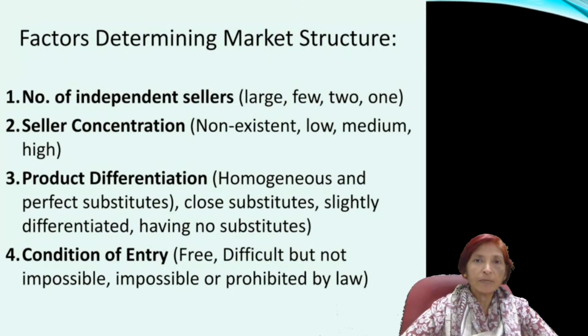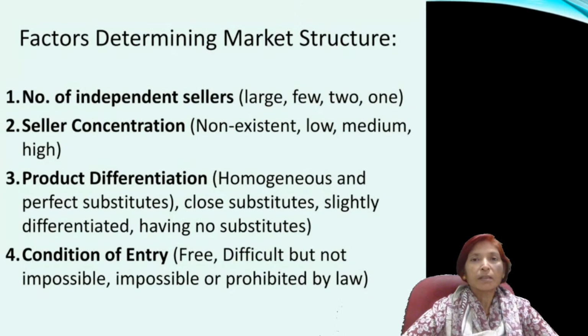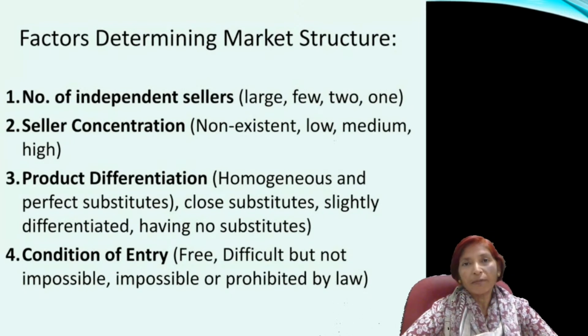In duopoly market, when two sellers exist, product may be homogeneous, may be differentiated, but we always assume that product is homogeneous in duopoly market. Now, next is condition of entry. There is a freedom of entry and exit in which type of market? Perfect competition market. And in monopoly market, there is very difficulty to enter and exit from the market.